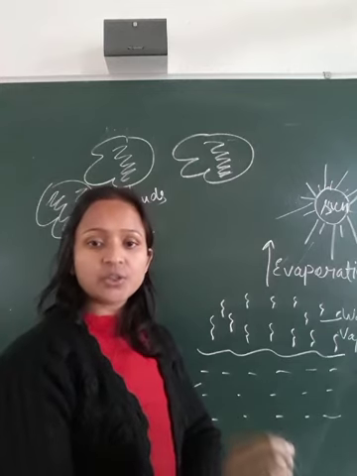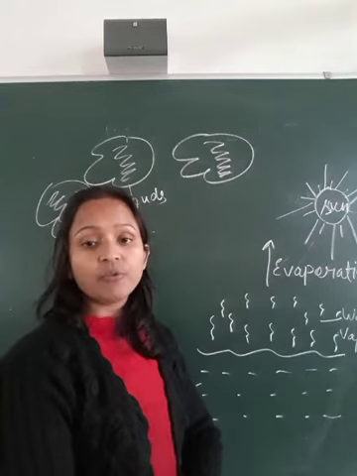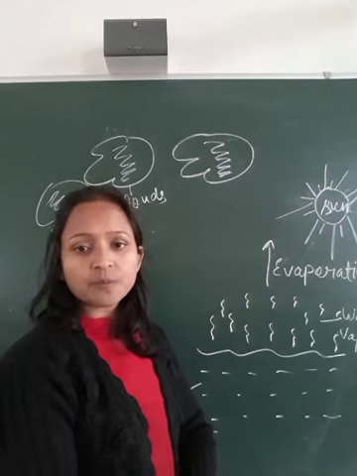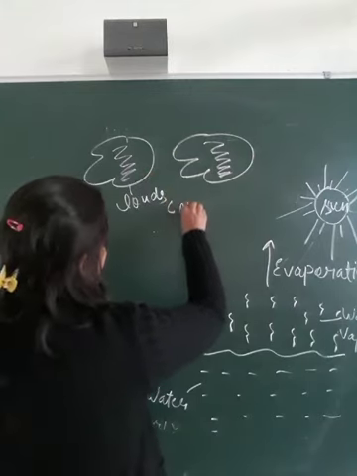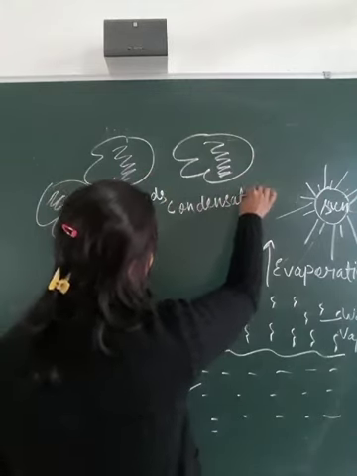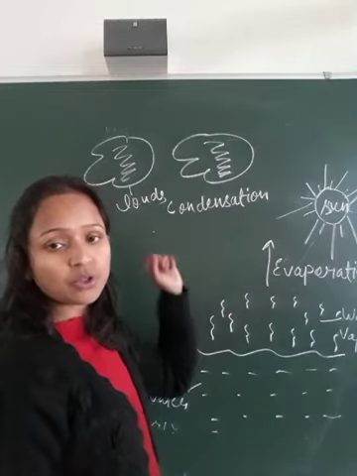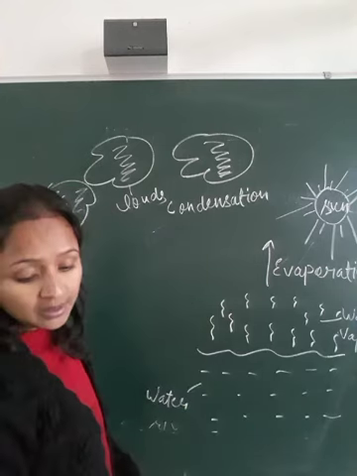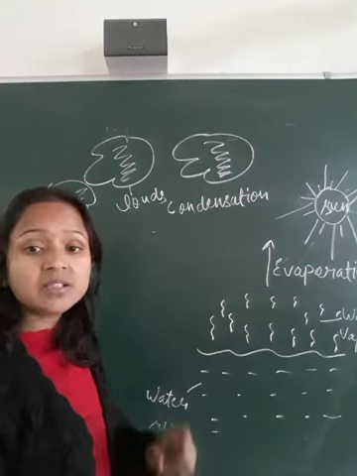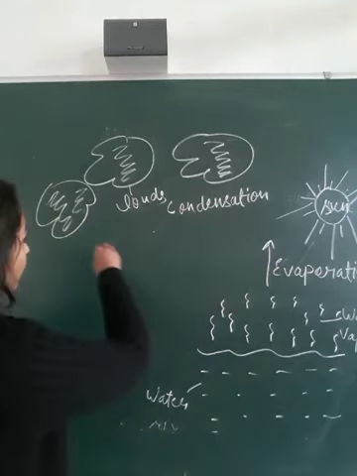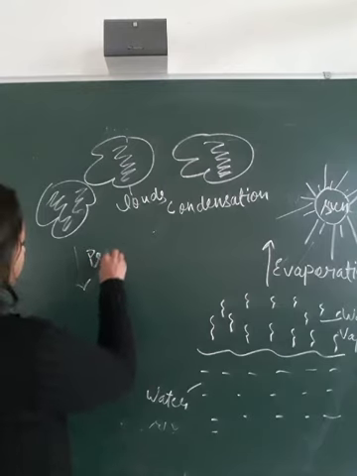Then the water vapor rises up in the air, cools and changes into water drops, and these water drops collect together and take the shape of clouds. That process is called condensation. Water vapor, after cooling, changes into drops of water, and then it forms the clouds. And then the third process is the precipitation.